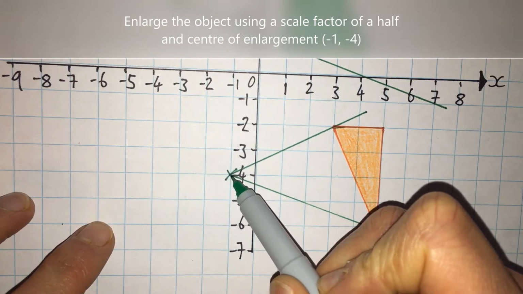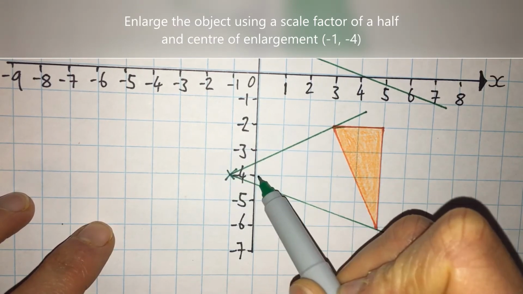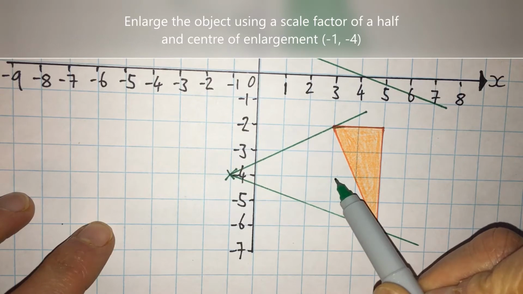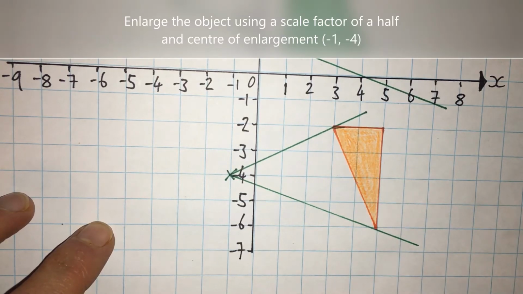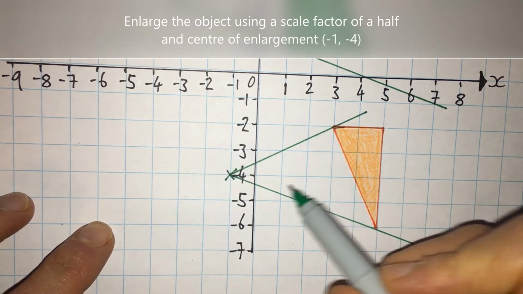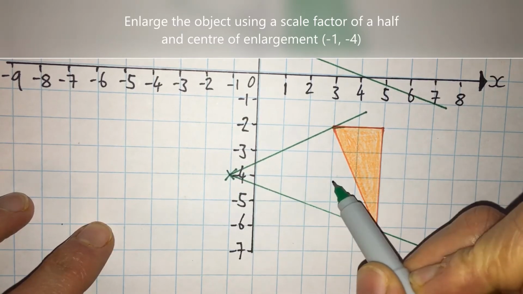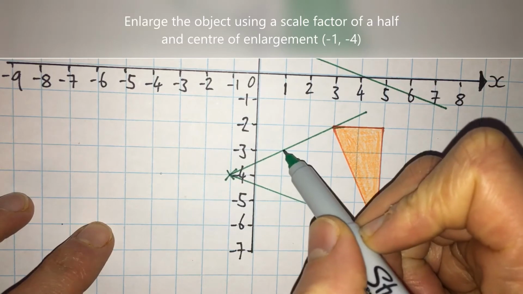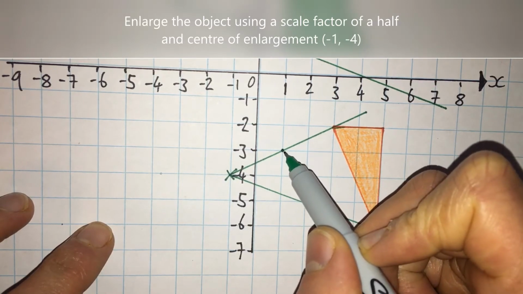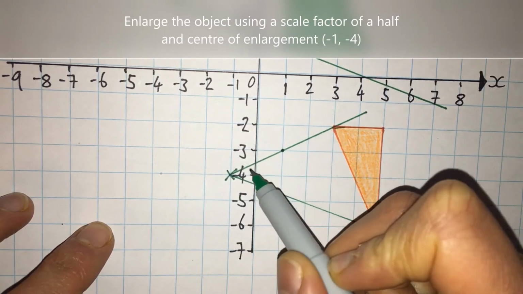So from the centre of enlargement to the shape, it's currently 1, 2, 3, 4 squares across and 2 squares up. So to make the shape half the size, I need to go halfway along this line. So instead of 4 across and 2 up, it's 2 across and 1 up. And that point is on my guideline, so I know it's correct.